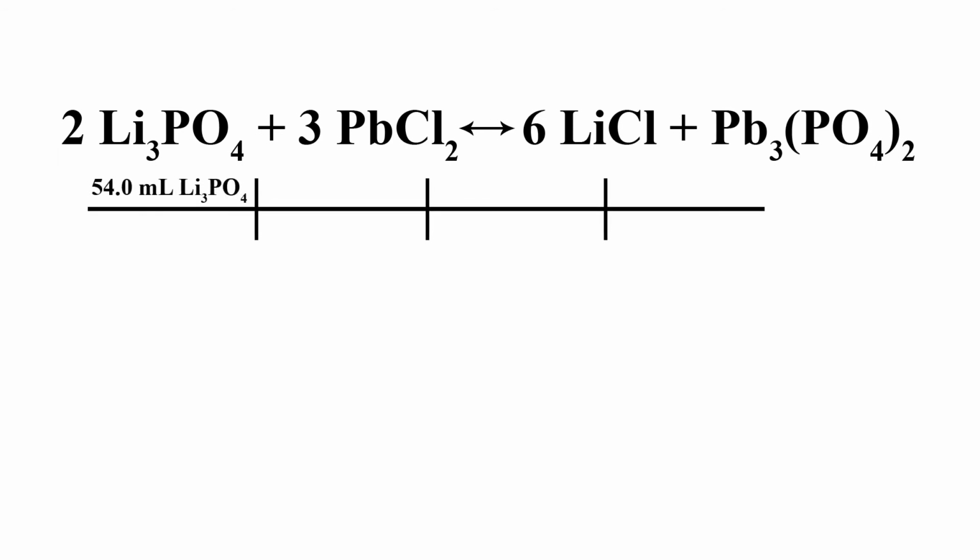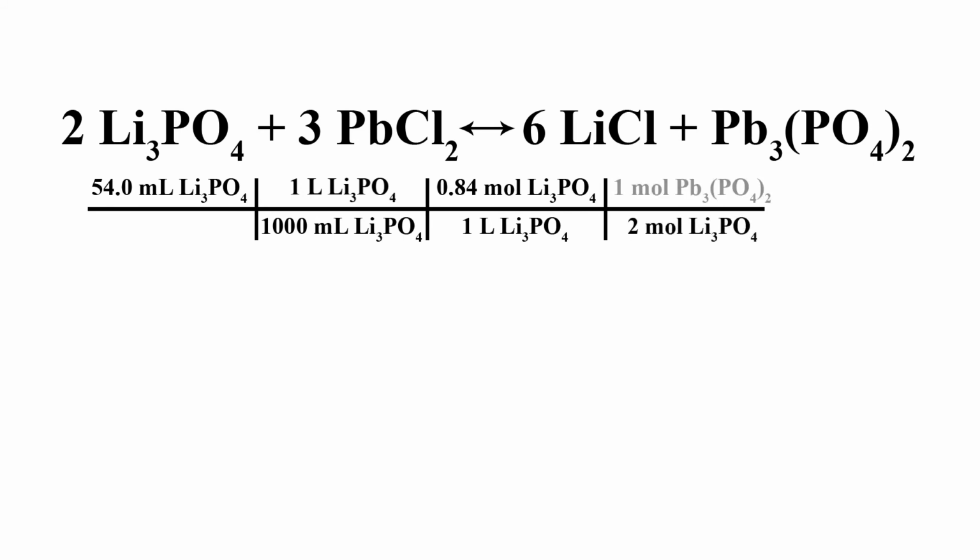We have 54 milliliters of lithium phosphate. We know we have a conversion of 1000 milliliters to 1 liter. We also know that we have the molarity of lithium phosphate, which is 0.84 moles to 1 liter. And we have the mole-to-mole ratio, which is 2 moles of lithium phosphate to 1 mole of lead-2 phosphate, resulting in 0.00756 moles of lead-2 phosphate.